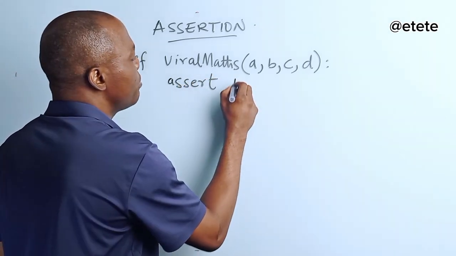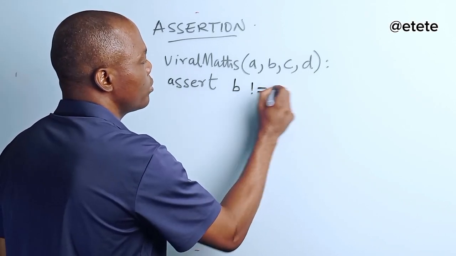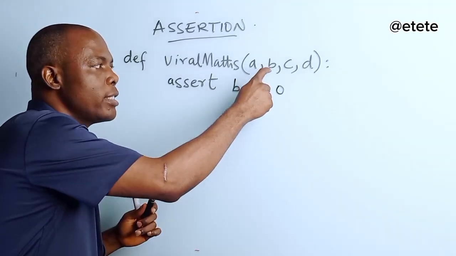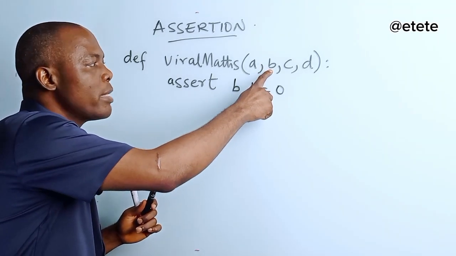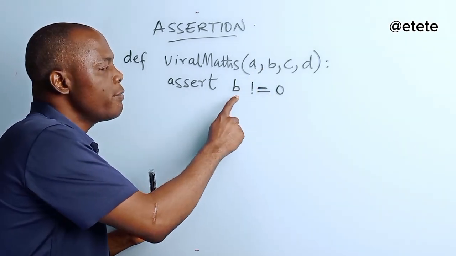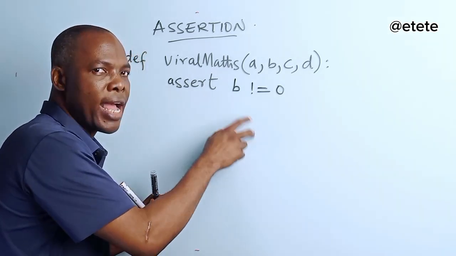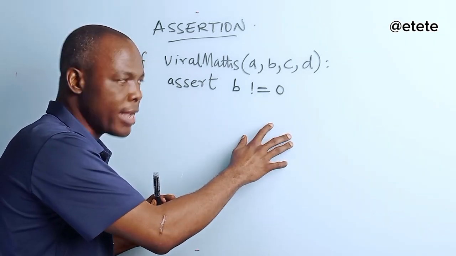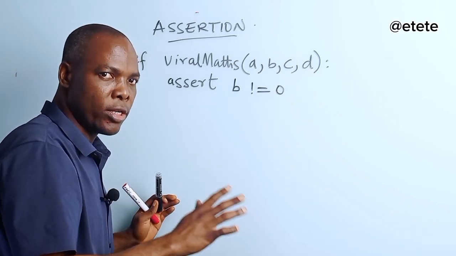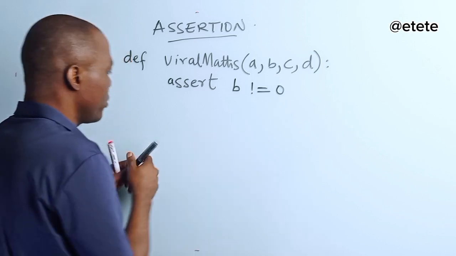And then I will say B not equals to 0. So this is my assert statement, which I'm using to test this condition. This parameter, I'm testing it here. If it is not equals to 0, then go in and carry out the program, right? But if it is equals to 0, then it will raise the assertion error, right? So assert B not equals to 0.